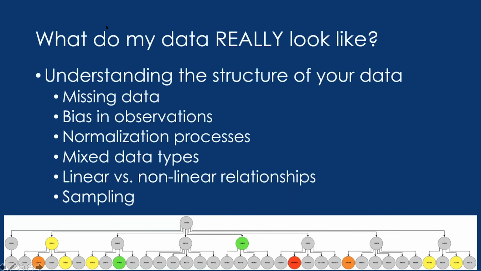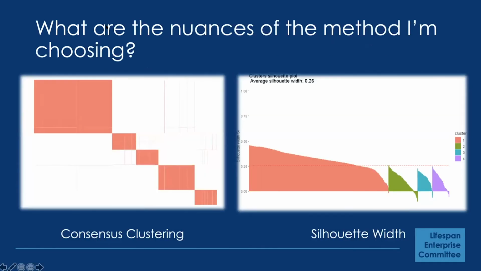Another question we really want to ask ourselves as we move forward in this type of research, and this is probably the most important question that maybe people don't spend quite as much time thinking about, is what do my data really look like? You need to understand the structure of your data in order to pick the correct method, and it is very important. So how much missingness is in your data? Are there biases in your observations? Do you need to normalize data to make the method work appropriately? Do you have mixed data types? Are you expecting to see linear versus nonlinear relationships? And how is sampling affecting what you're actually seeing within your data?